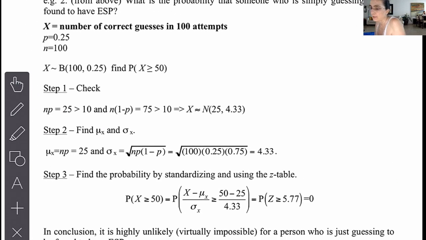So, this should make you think about the problem that we posed about ESP. So finally, we have a technique that will facilitate answering this question. If you have 100 cards guessed by a person to assess whether they have ESP, and their chance of getting it correct on any try is 25%. What is the chance, by simply guessing, that the person will have ESP?